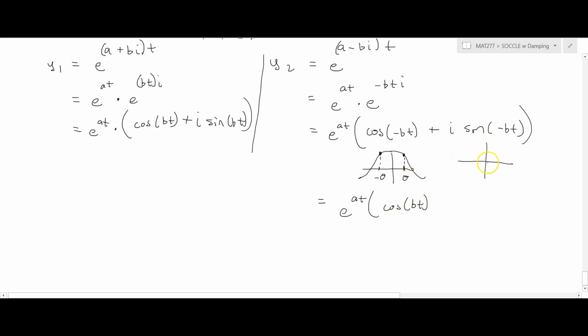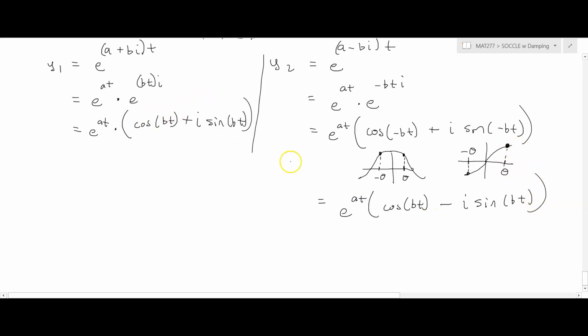Sine, on the other hand, looks like this. So for the positive theta, you have some number, but then for the same but opposite theta, you have the negative of the number. So that means that sine of negative bt will be the negative of the sine of positive bt.